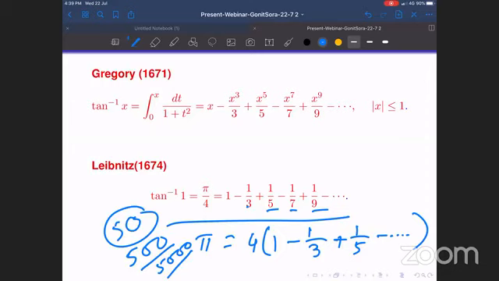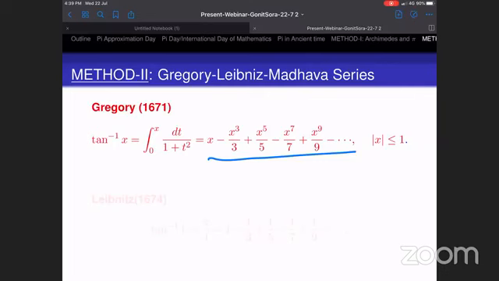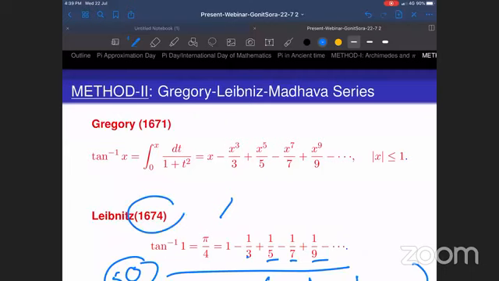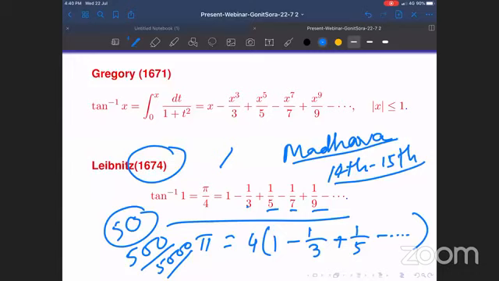And one interesting thing I want to mention here is that this was found in 1671 and this was found in 1674. But this was actually found by the Indian mathematician from the Kerala School of Mathematics, Madhava, in the 14th and 15th century. So almost 300 years before. Madhava found this.